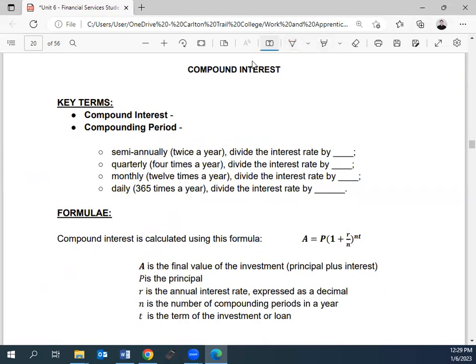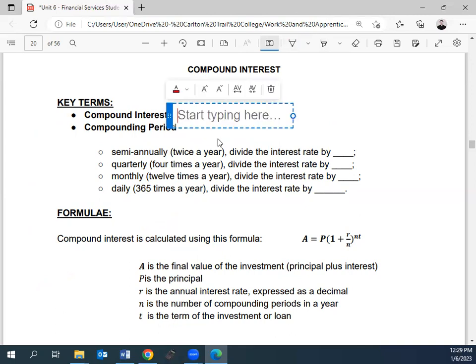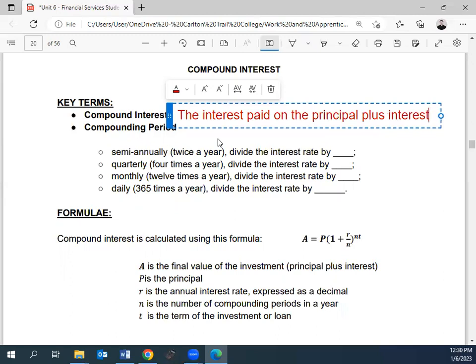So for compound interest, the technical definition is the interest paid on the principal. Remember, that's the amount you put in, the amount you invested, plus interest. So when you gain compound interest, you made money on that $10 million you put in, and on that extra $175,000, and then the next year, on that extra $177,000. Let's say 7% interest, right? And I put 10 million in there.